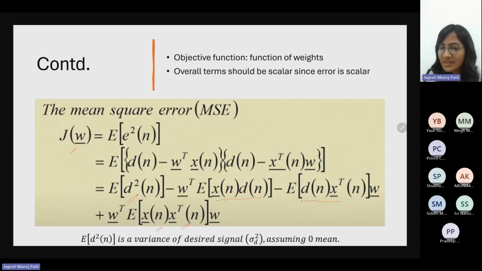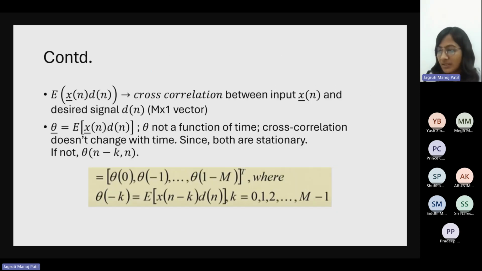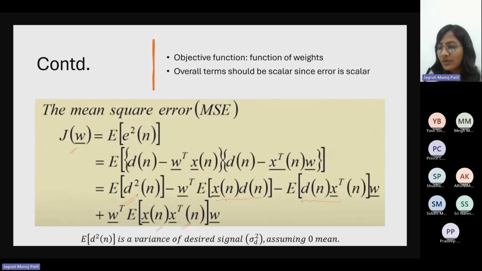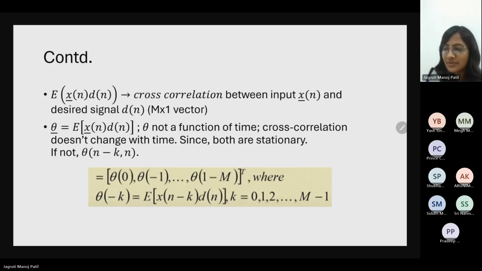We also saw why zero mean: if the mean doesn't give any significance, we'll obviously eliminate the mean and we won't consider it. So within that, we saw the expectation of x of n cross d of n. So this particular point is the cross correlation between the input x bar n and the desired signal d bar n. So that's an m cross 1 vector.